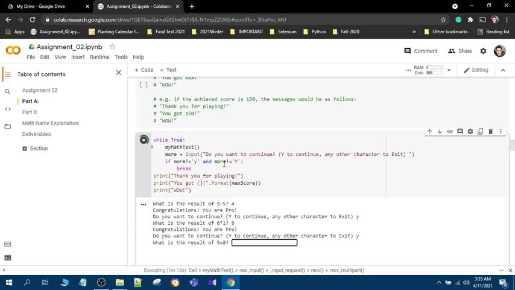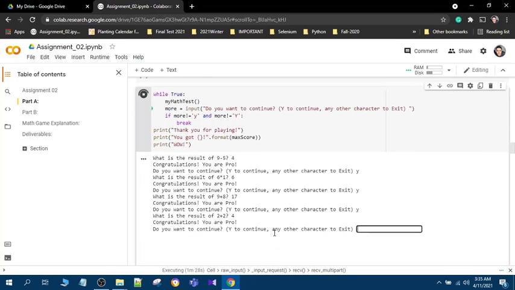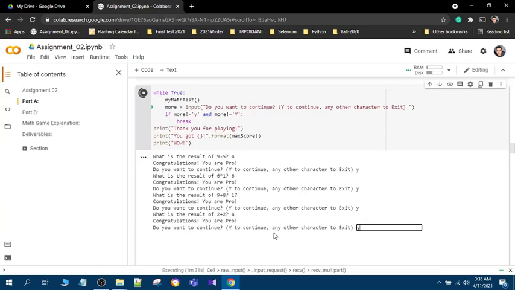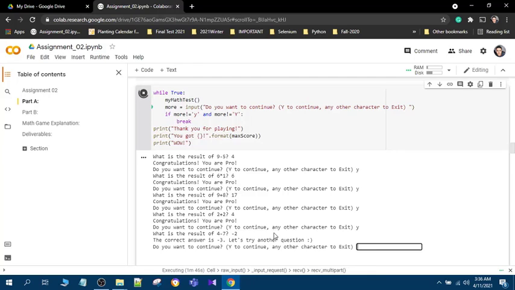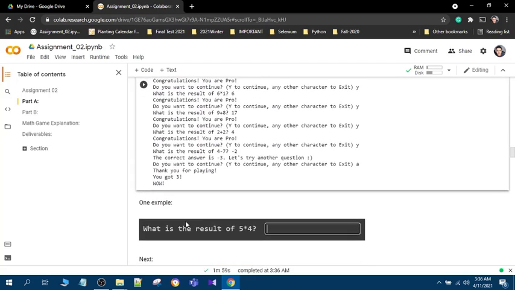9 plus 8 is equal to 17. So you can see it is asking again and again. So I'm going to play again. So 2 plus 2 is equal to 4. So it is asking me again to continue. Okay. Yes. So 4 minus 7 is equal to minus 3. But I'm going to put minus 2. If I put minus 2, then it is telling me the correct answer is minus 3. Let's try another question. But if I want to exit now, then I need to put any character. Then it is telling me you got 3. Wow, I got the result.